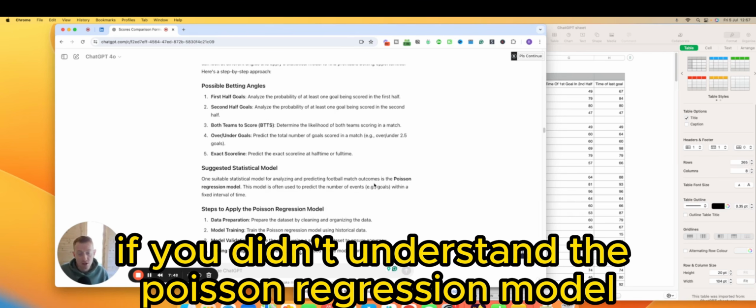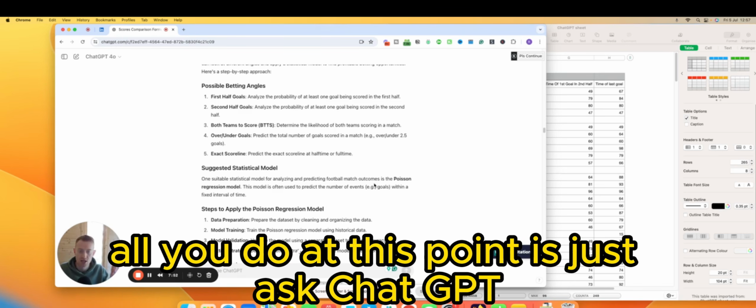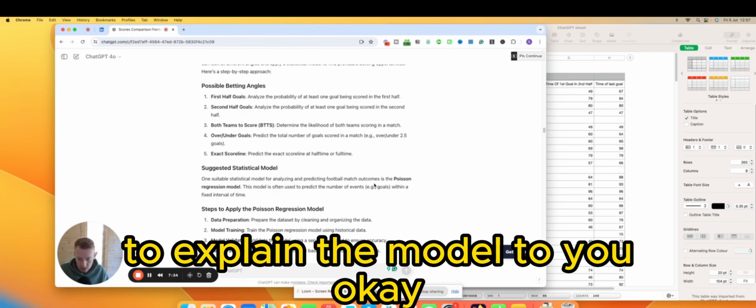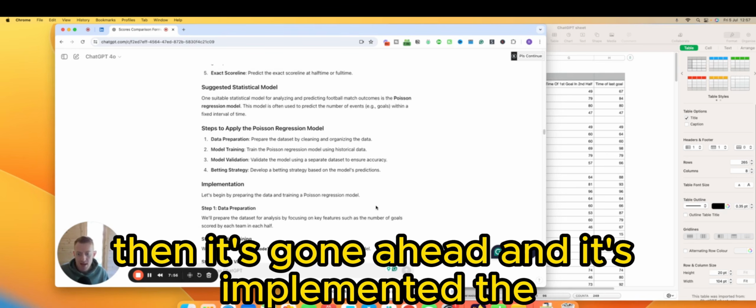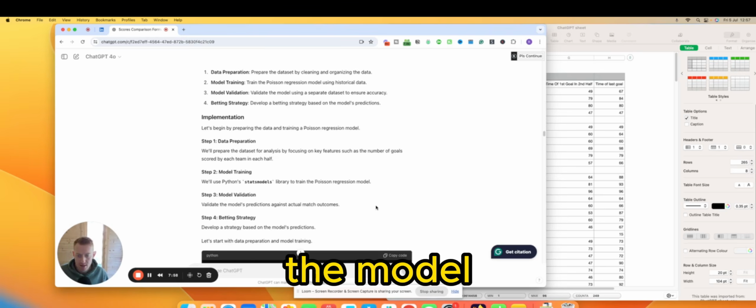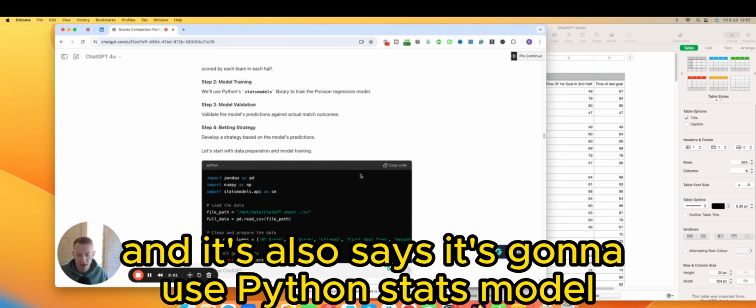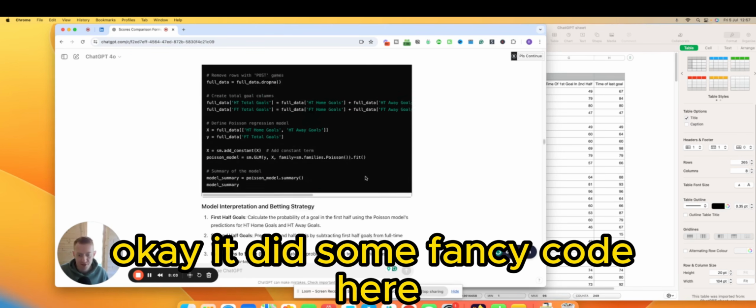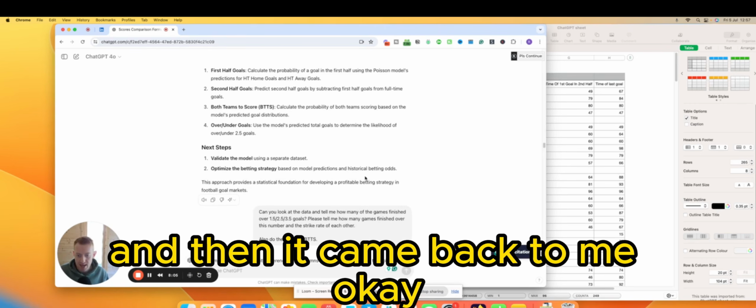Okay. Now, if you don't understand the Poisson regression model, all you would do at this point is just ask ChatGPT to explain the model to you. Okay. Then it's gone ahead and it's implemented the model, and it also says it's going to use Python statsmodels. Okay, it did some fancy code here, and then it came back to me.